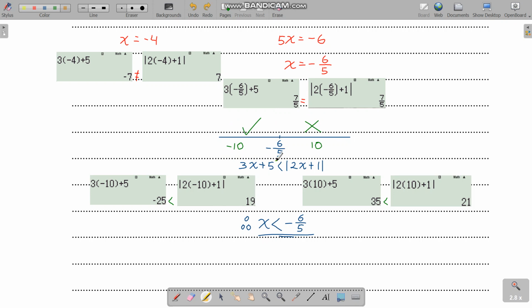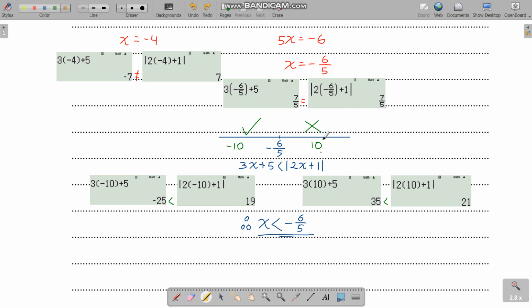To check which interval we can use, we use the original inequality. So it's an inequality, and we use the absolute value. We can plug in any random number in this interval. So in this interval, we can use something smaller than minus 6/5, such as minus 10. So you replace the x and this x with minus 10. Use a calculator. If you get something smaller on the left, then we use that interval. So since minus 25 is smaller than 19, it agrees with this inequality. We have this solution here.